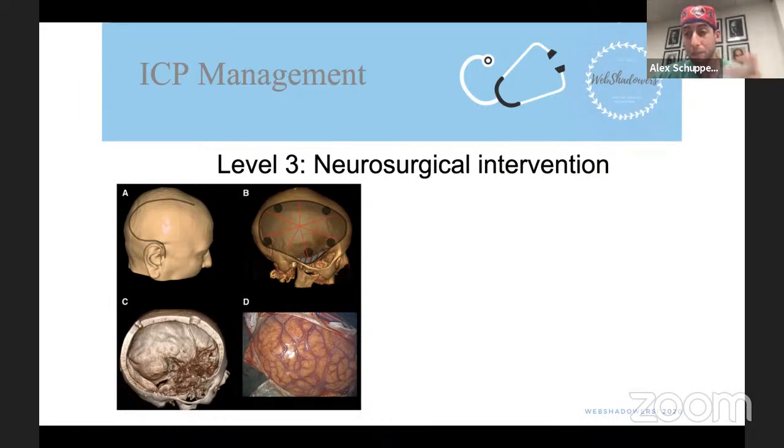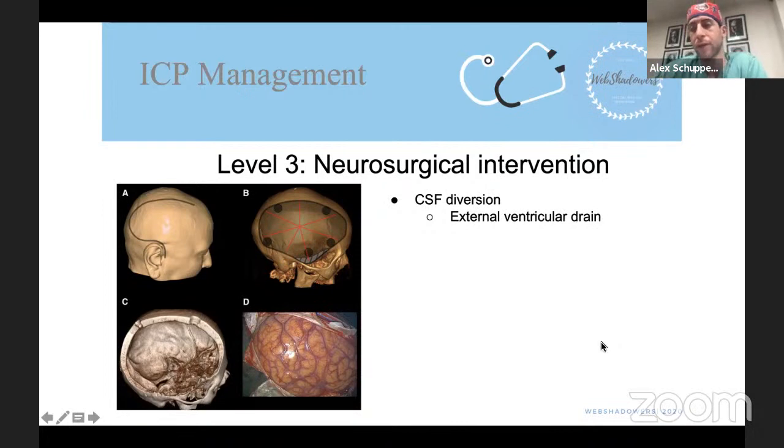One way is to take some things out. Another way is you can increase the volume, right? Say we open that box. We no longer have that high pressure, right? Because we now have an increased volume. This is essentially the entire concept behind intervening on intracranial hypertension in the trauma setting.